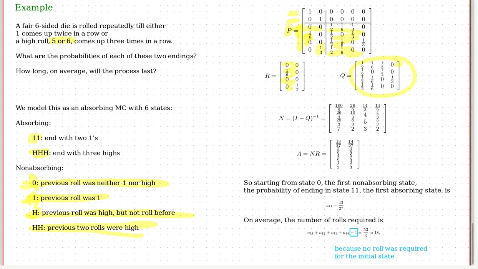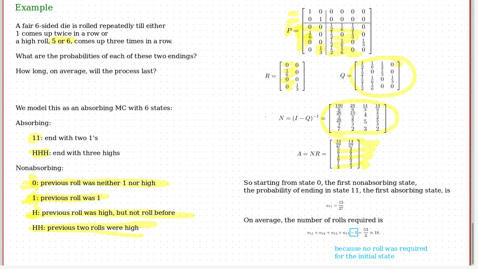And then I would suggest that you plug these into Mathematica, or whatever your favorite math software is. And you can compute the fundamental matrix, (I minus Q) inverse, and we got this. And you can also then compute the A matrix, the matrix of probabilities, by taking N times R, and we get this. Always a good idea to double check, make sure that the rows in the A matrix add up to 1, and they do, so I probably did this calculation correctly, right?